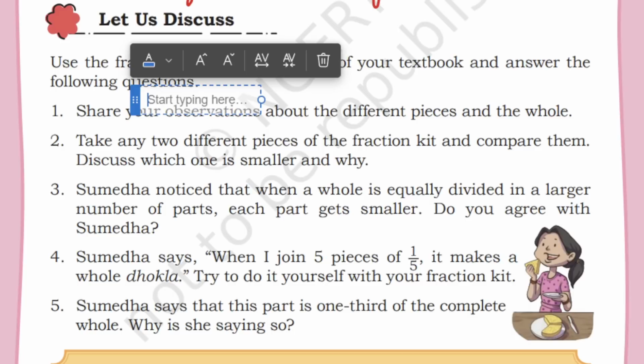So you can write: the piece gets smaller when the number of parts increases.